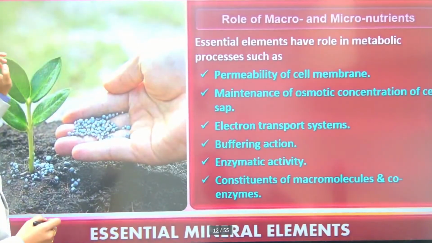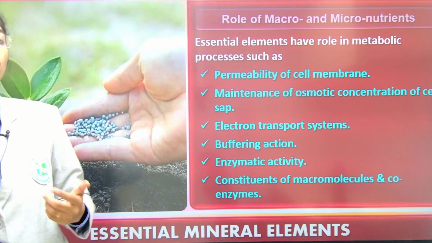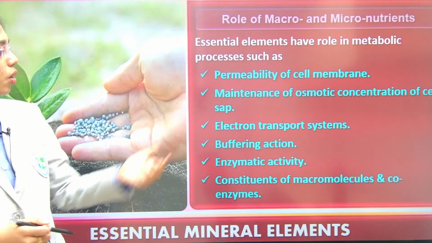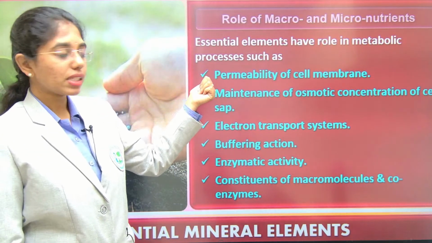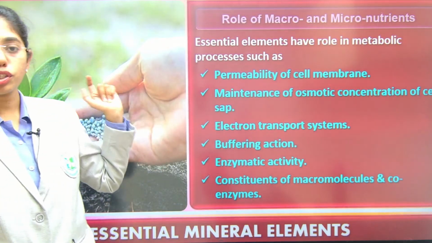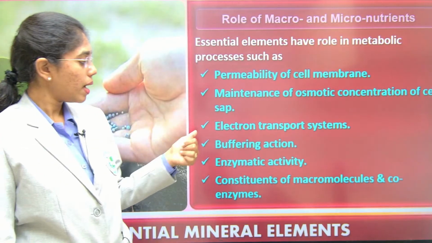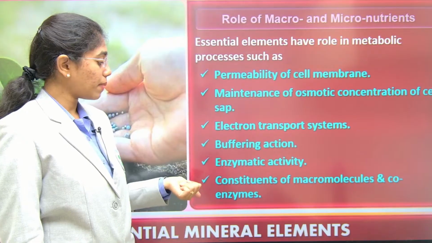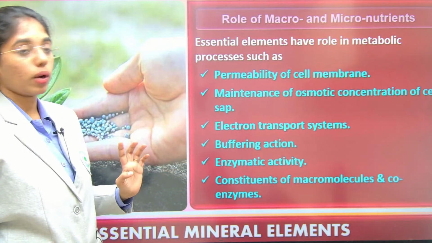Next, role of macro and micronutrients. Essential elements will have a role in metabolic processes. What are the metabolic processes? Permeability of the cell membrane, maintenance of osmotic concentration, electron transport systems. These elements play a crucial role in the electron transport system. Buffering action, enzymatic activity, constituents of macromolecules and coenzymes.